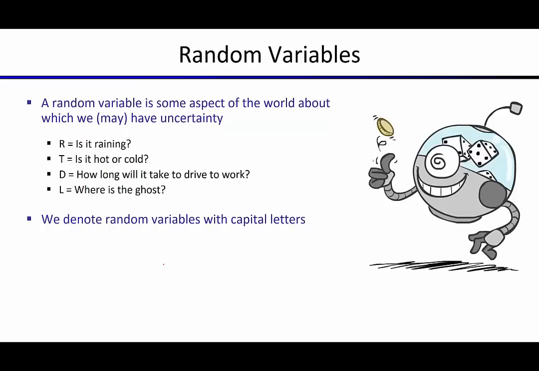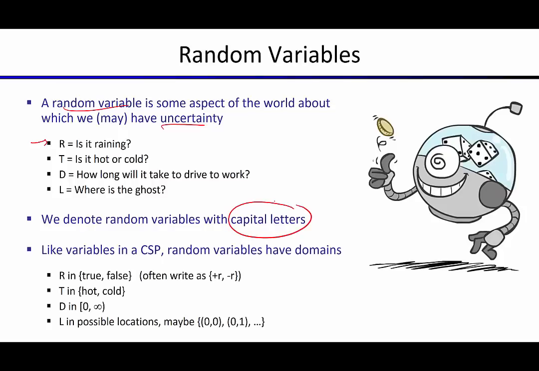Okay, so what's a random variable? A random variable is some aspect of the world about which we may have uncertainty. For example, random variable capital R: is it raining? It could take on the value true or false. Temperature: is it hot or cold? Two possible values. How long will it take to drive to work? Where is the ghost? So these are examples of random variables. We will denote our random variables with capital letters. So whenever you see a capital, you know it's a random variable.